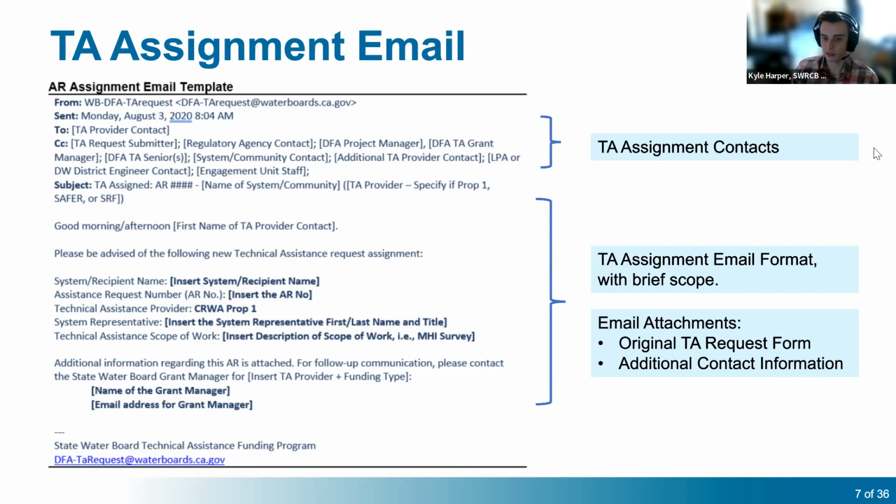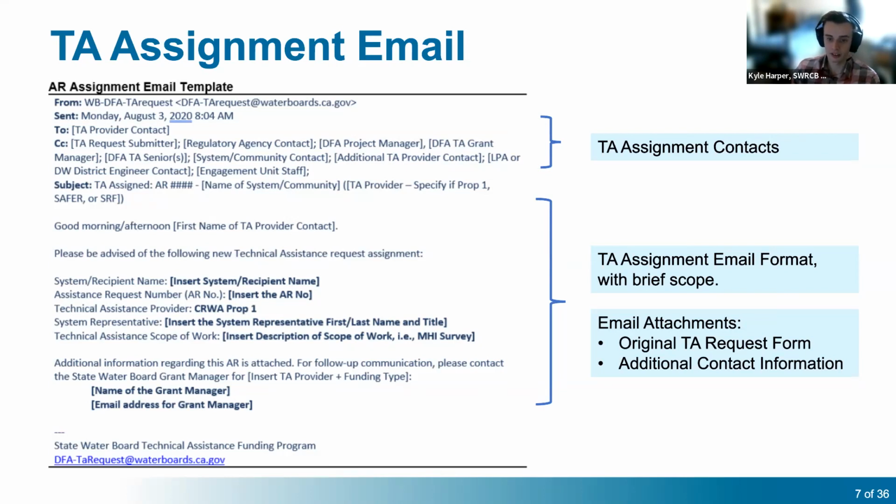If it's a drinking water request, we typically include either the Division of Drinking Water district engineer or the LPA if the system is monitored by the LPA. We also include the Division of Drinking Water Engagement Unit staff on this email. And then for wastewater TA projects, we just include the regional board contact. And then jumping to the body of the email, the body of the email is pretty standard. We state the name of the system. We provide an AR number. We also mention the technical assistance provider name. And then if that provider has multiple agreements with us, we also state which agreement this specific request is being assigned to.